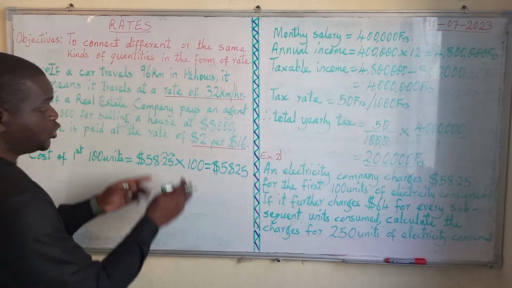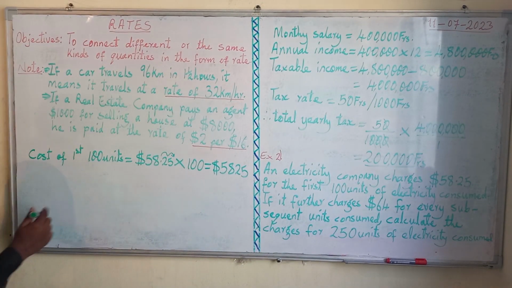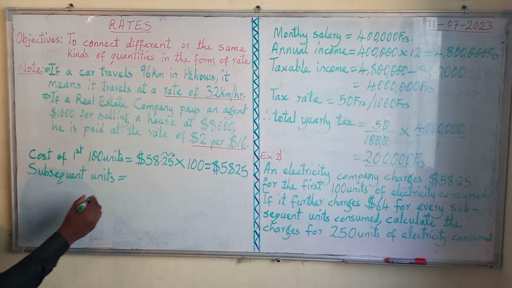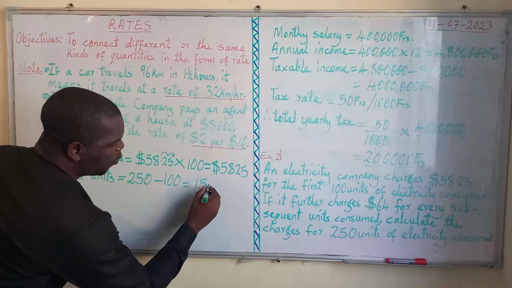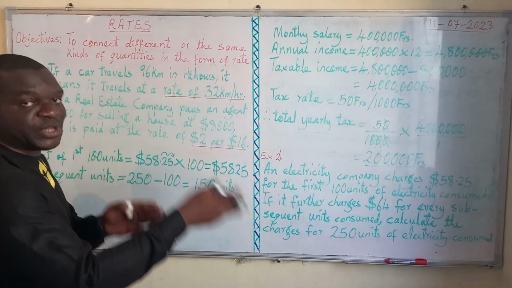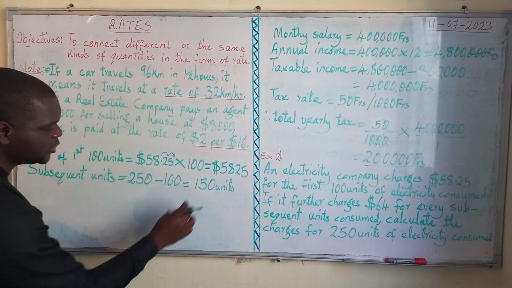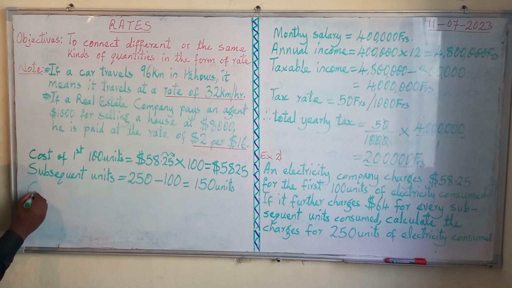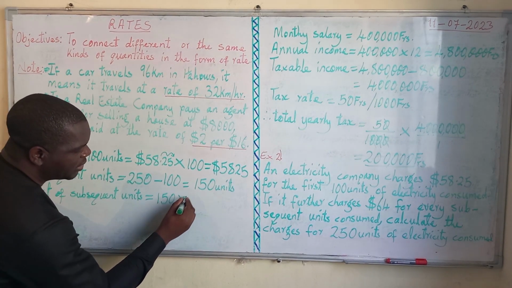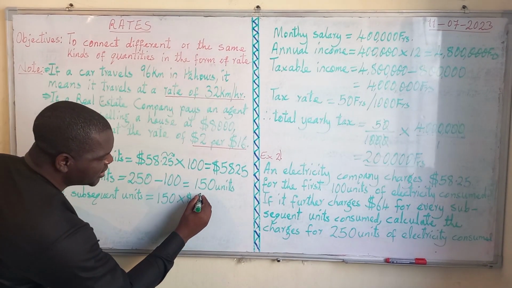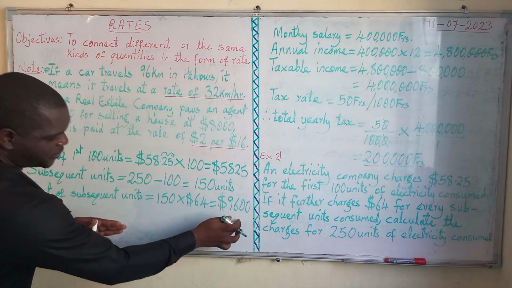Now, our second step will be to identify the subsequent units. Altogether, there are 250 units consumed, but we've already calculated for the first 100. So, subsequent units are equal to 250, which is the total, minus the first 100 units. And this will give us a total of 150 units. This is the subsequent. Now we can find the total cost of the subsequent units because it's not the same as the first 100. So the cost of subsequent units will be equal to 150 units multiplied by, this time around, not $58.25 but $64, and this will give us $9,600. This is for the subsequent units.